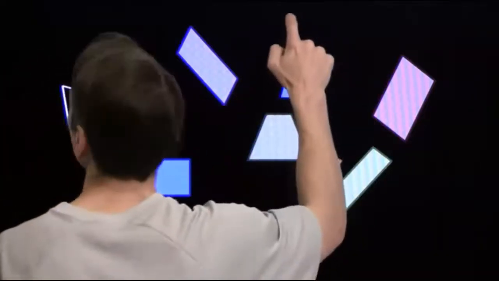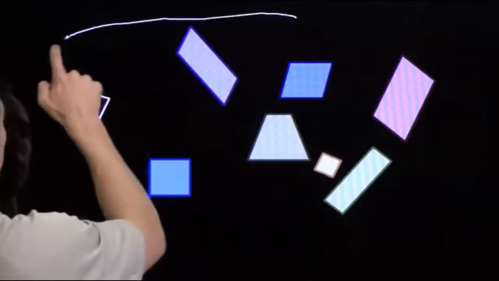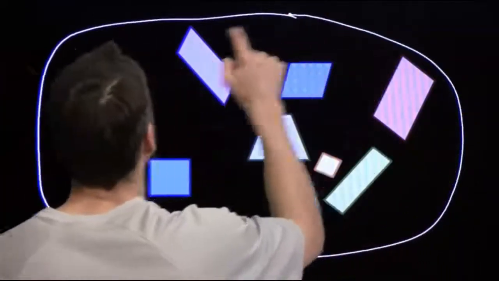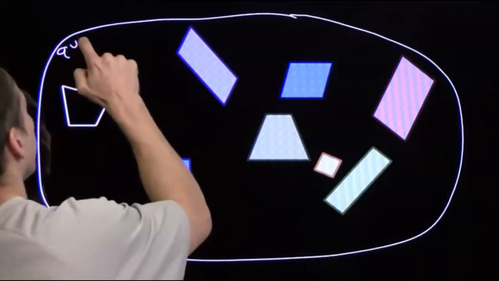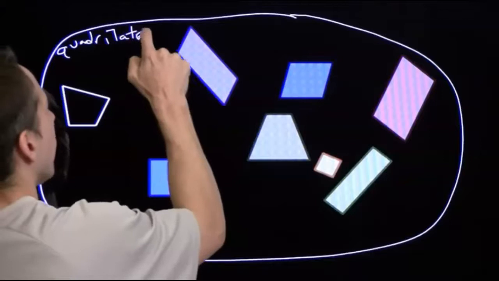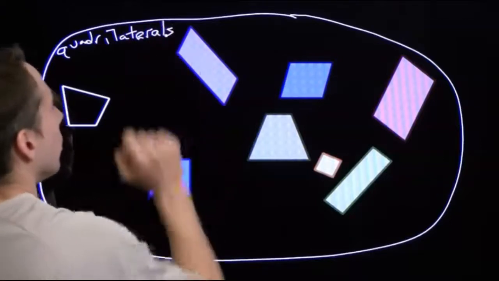So we're gonna start off, let's see, big loop. We're gonna call them all quadrilaterals because that's what they are. These are all quadrilaterals. Of course, some of these quadrilaterals are more equal than others.